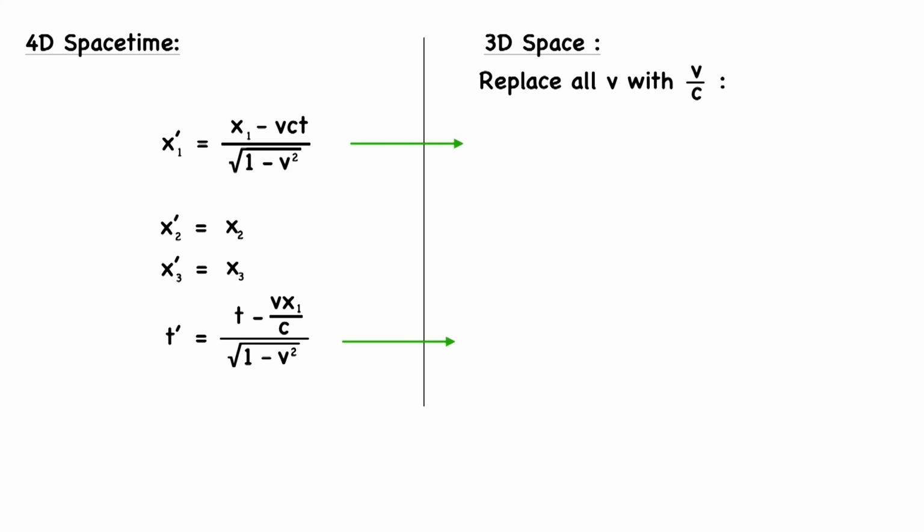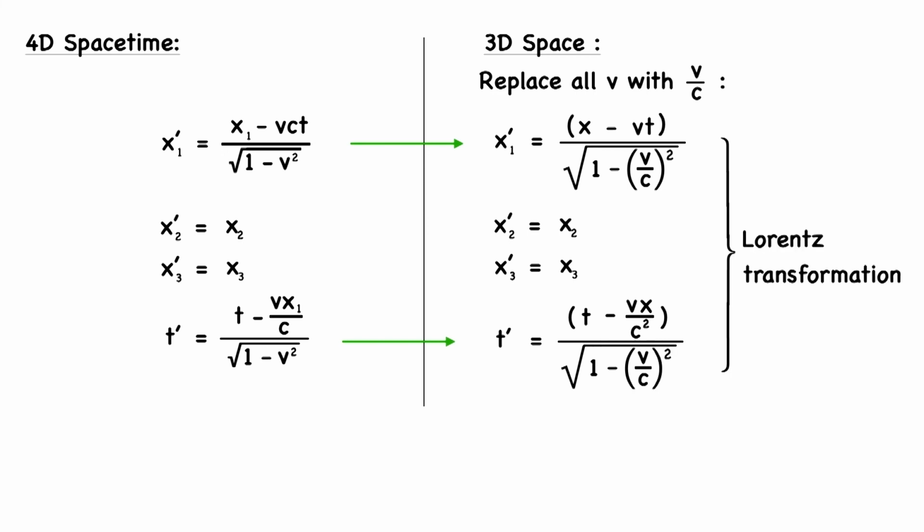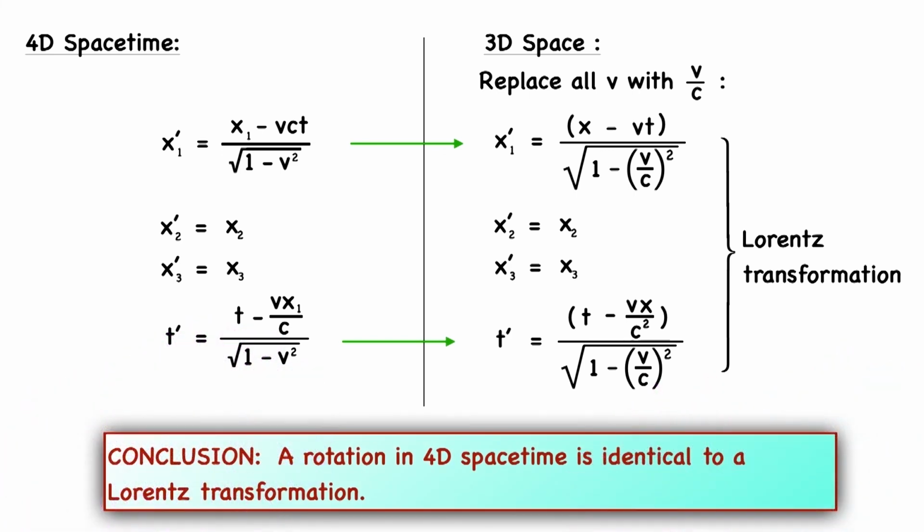Remember, they're currently relative to light speed. If we want to write v in meters per second, then we'd need to divide these by c to put them into relative form. So these equations in 3D form would simply look like this. And in case you didn't spot it, that is the Lorentz transformation. We can now conclude that a rotation in a space-time plane is indeed mathematically identical to a Lorentz transformation.